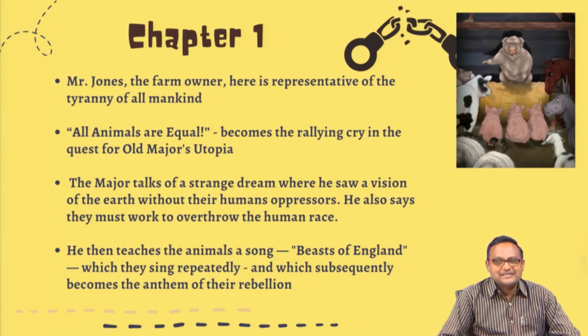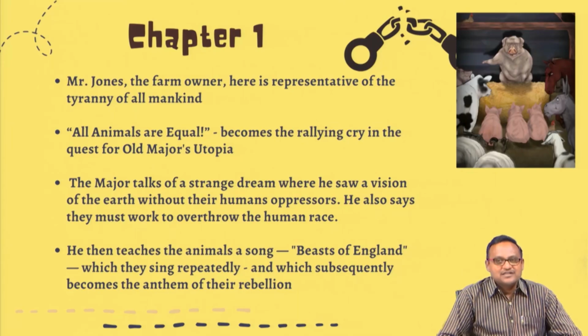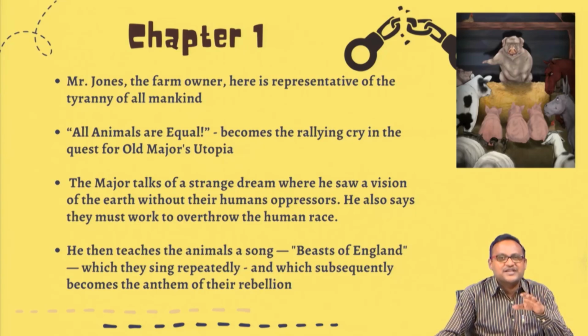Okay. And the Major, simply called Old Major, also shares a strange dream or vision wherein he sees the earth without any human beings, because that is their ultimate vision, right? Human beings here come to represent tyranny, oppression, totalitarianism. Therefore, how about a world where human beings are not there at all? Therefore, he sows the seeds of rebellion during his speech. This is precisely what happens in chapter 1.